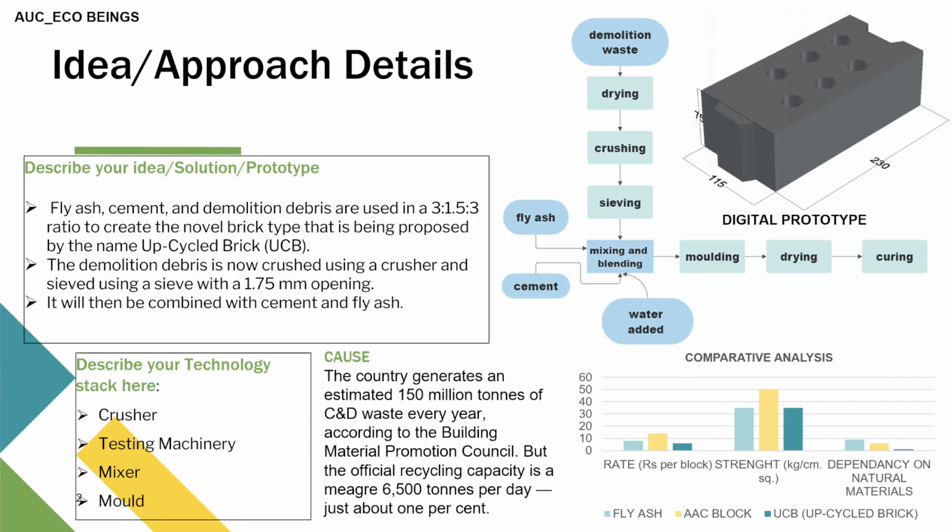Then, talking about the strength, the AAC block has around 50 kg per centimeter square strength, and UCB bricks and fly ash brick both have the same amount of strength, that is 35 kg per centimeter square. Then the dependency on natural materials is the highest for fly ash bricks and the least for UCB bricks.